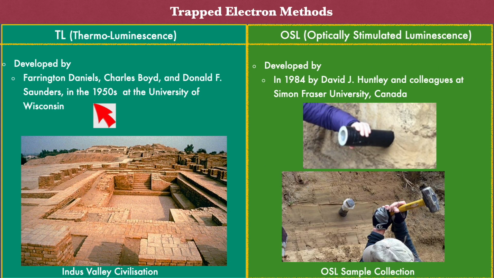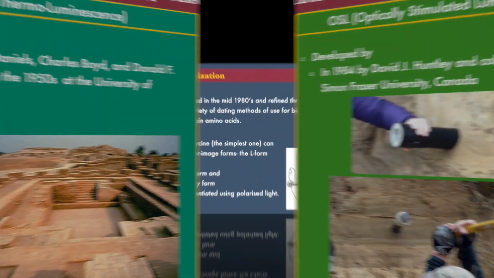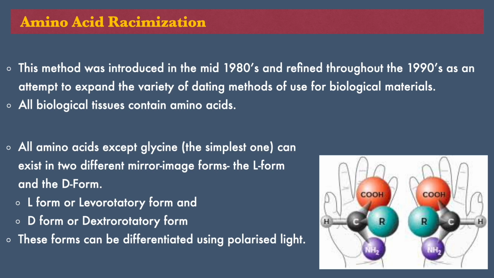The TL method was developed by Farrington, Daniels and colleagues in 1950s at the University of Wisconsin, USA. The OSL method development is credited to David Huntley and colleagues at the Simon Fraser University in Canada in the year 1984. On your screen you can see the image of the Mohenjo-daro site of Indus Valley civilization where the TL method was used. The images on the right hand side of the screen depict the sample collection process for the OSL method. Amino acid racemization method.